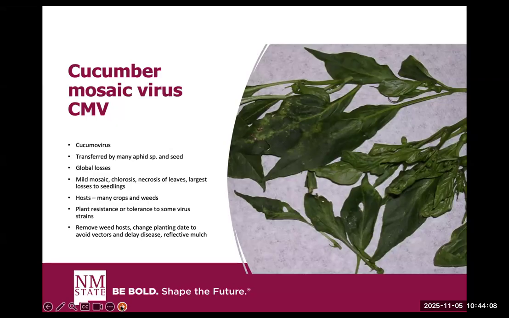What can you do with this? You can work on removing weed hosts, but those weed hosts may not show symptoms. You can change your planting date to avoid the vectors if you know when they're going to come in. You can use reflective mulch. Aphids are fickle, so they're going to land and go, wait, where's the sky? It reflects, so they see it's blue. Oh, wait, I'm all messed up. Where do I go? And so the idea is that they won't land.